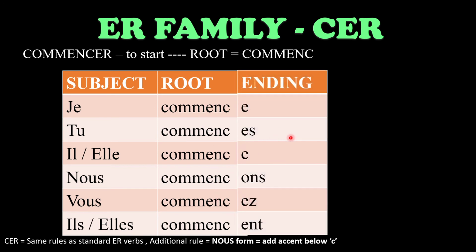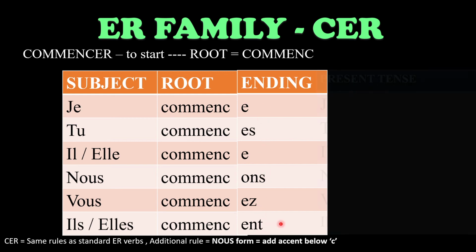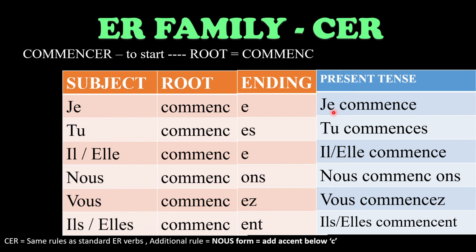Then the endings. Okay, according to the ER family, the normal endings: e, es, e, ons, ez, ent. Then you add it all up, you'll get the present tense like this. Now, this is the normal ER verb. Now, in addition to this, there is one extra rule which you need to put into practice.